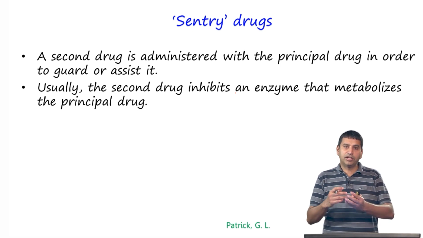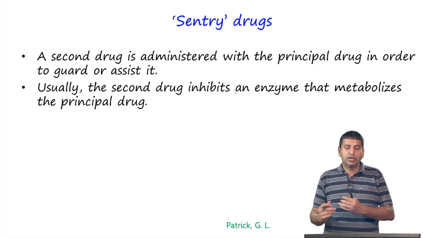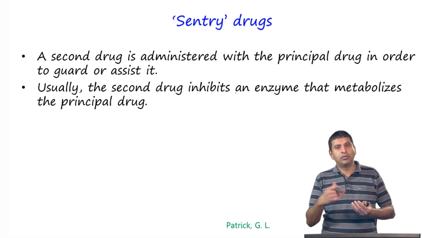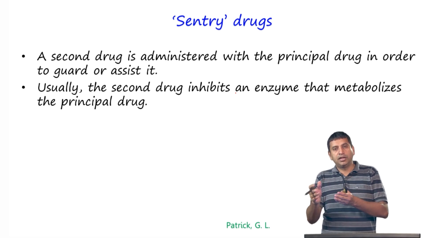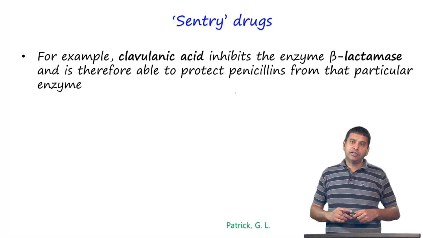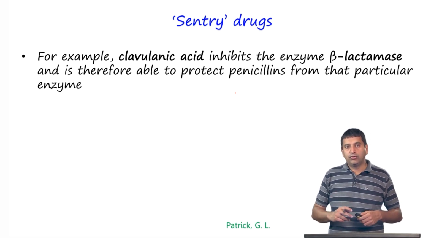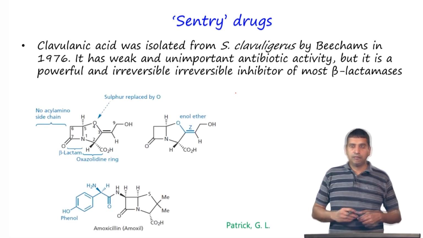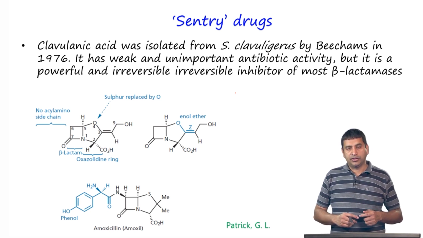So, for example, if there is an enzyme that metabolizes the principal drug and makes it inactive, then you send a second drug along with this first drug, so that it prevents or inhibits the enzyme. Okay. So, the classic example here is clavulanic acid, which inhibits the enzyme beta lactamase. Okay. And this is very useful when we give penicillins as a drug. So, clavulanic acid was isolated from this species by Biochemistry in 1976.